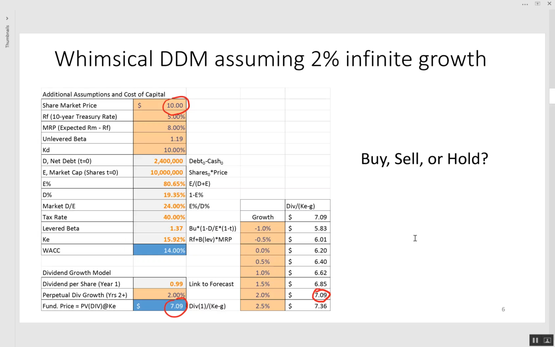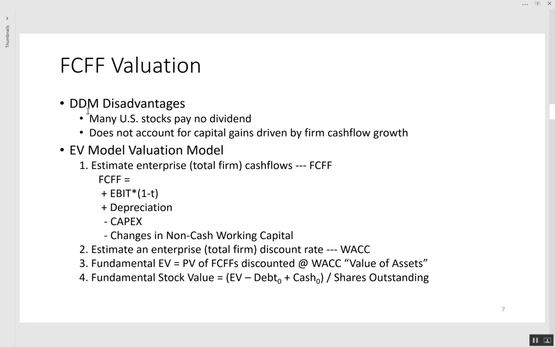Now the problem with this model is it doesn't focus on all the cash flows that the shareholder receives. For one thing, a disadvantage of a DDM, dividend discount model, is many U.S. stocks pay no dividends, and therefore should have no theoretical value, unless you forecast dividends in the future. Also, the dividend discount model doesn't account for capital gains of the stock that are driven by cash flow growth. So the idea that the firm is getting more valuable because it's acquiring assets, not because it's paying dividends.